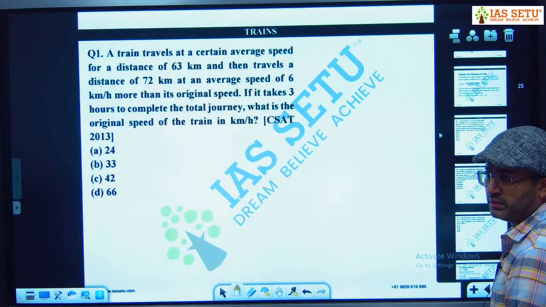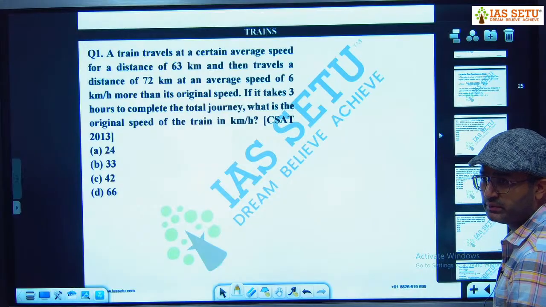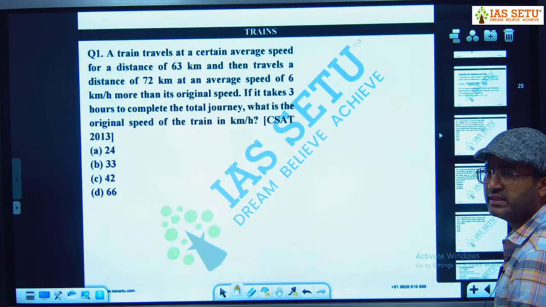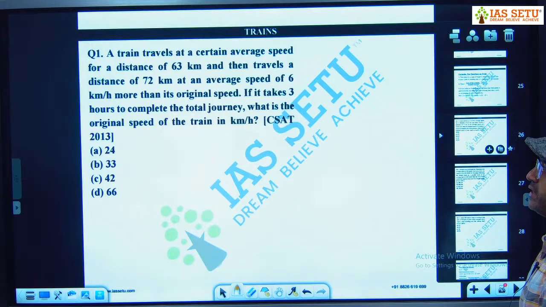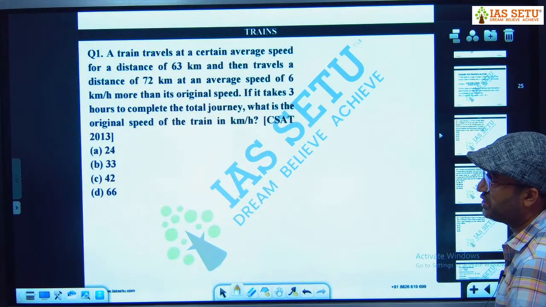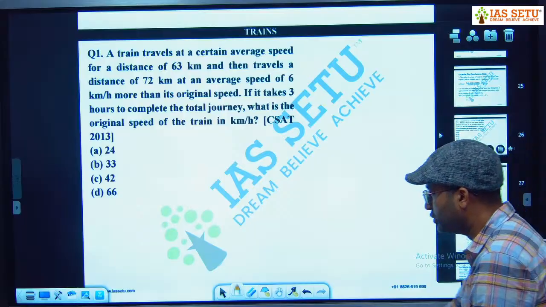I give you two methods. One is using answer options. Second is the conventional method. A train travels at a certain average speed for a distance of 63 kilometers. Let us first understand what the question is trying to say.